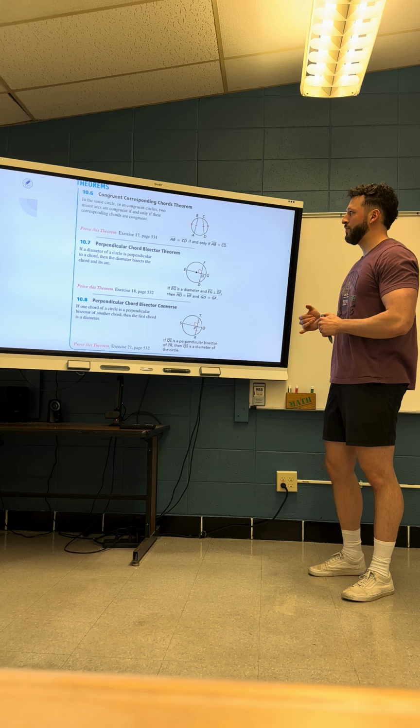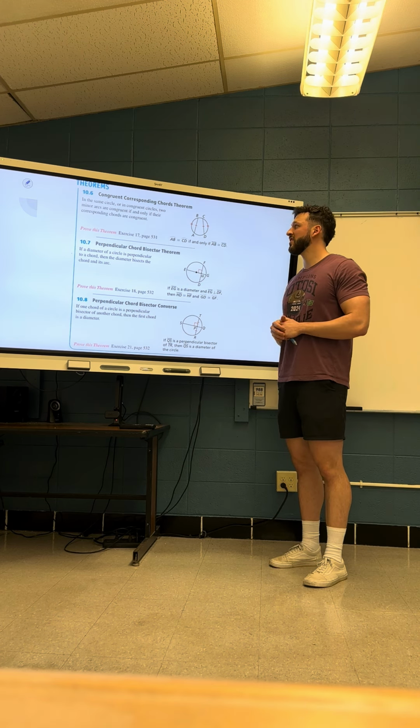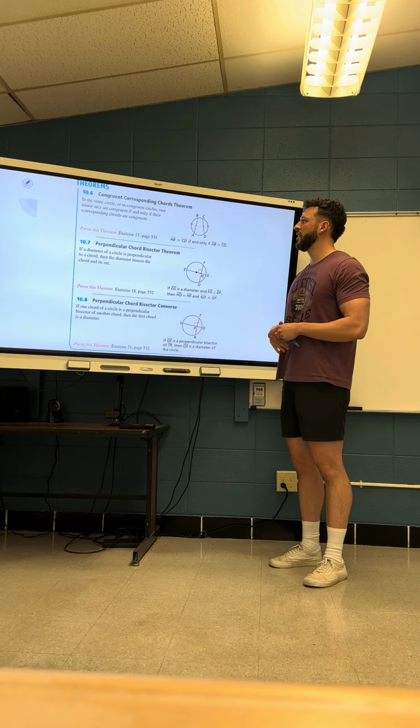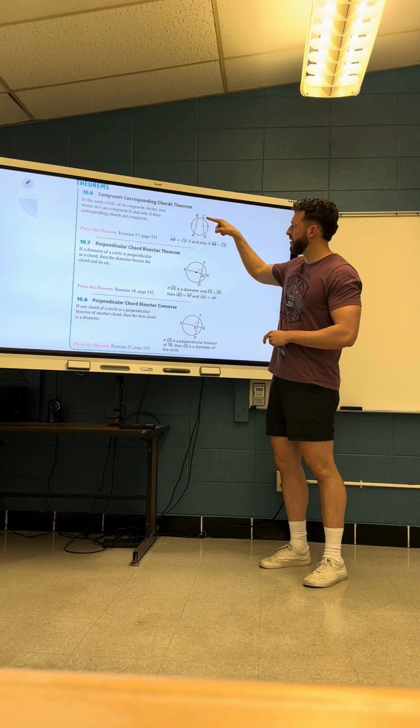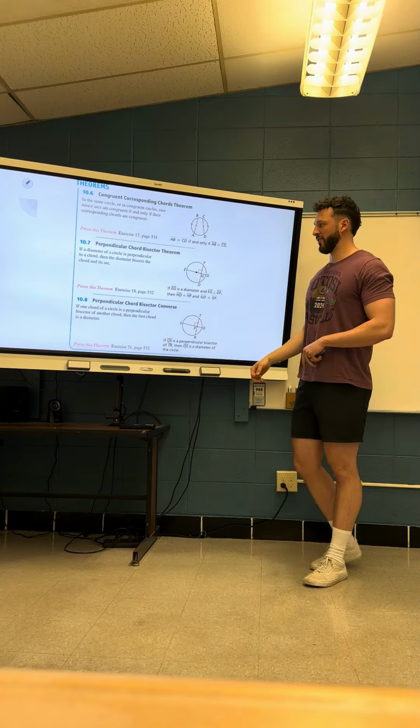The first one would be the congruent corresponding chords theorem. So in the same circle or in congruent circles, two minor arcs, like for instance AB and CD, those would be congruent if these chords are congruent. So if these chords are congruent, that means that the arcs are also congruent.